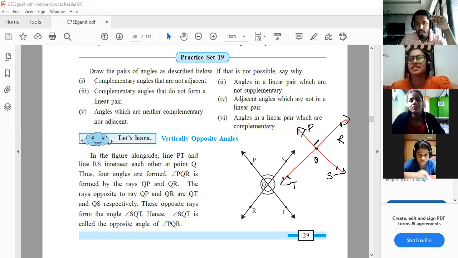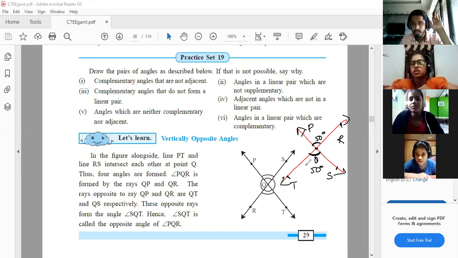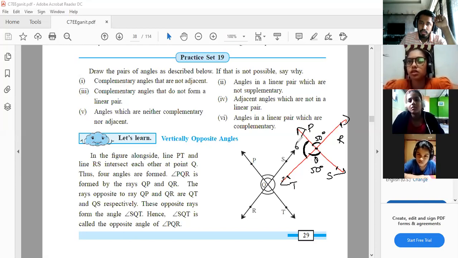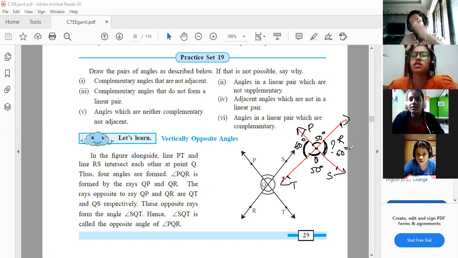Now suppose I say here, PQR is of measure 50 degrees. How much will be SQT? 50 degrees, because opposite angles or vertically opposite angles are equal. Vertically opposite angles are equal to each other. One more example. Suppose I'm saying PQT is 60 degrees. How much will be RQS? 60 degrees, because again they are opposite to each other. So vertically opposite angles are equal to each other.